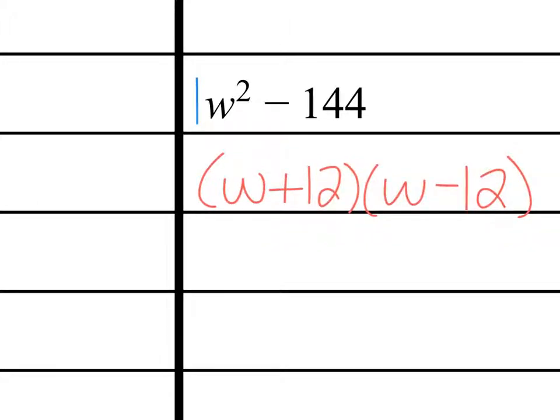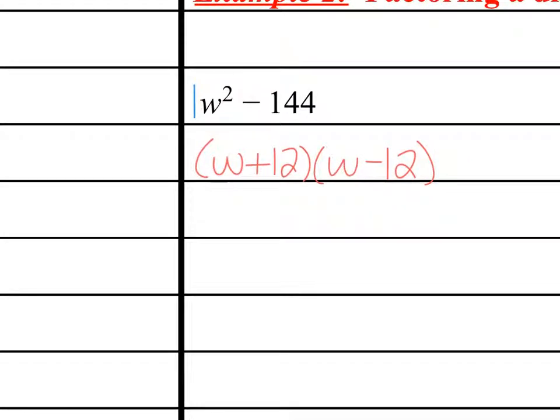Here's why this works. This is the same thing as w squared plus 0w minus 144. So two numbers that multiply to negative 144 are those two, and they also add to 0. That's why it works. So because your b term is 0, you need two numbers to multiply it, you'll have the positive and the negative. But those are the ones that I want you to get quickly.